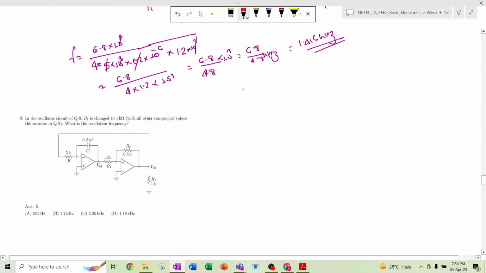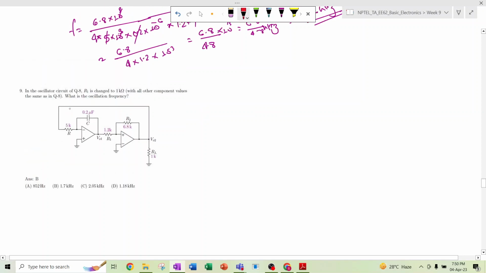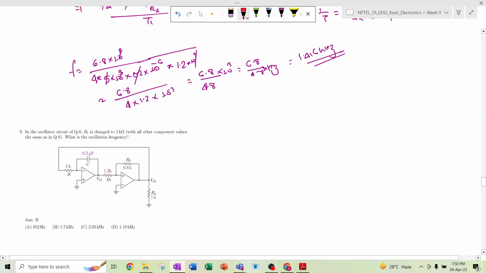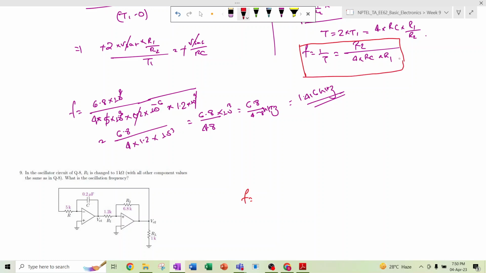Okay, fine. In the next question, it is the same circuit, but now the R1 value changes to 1 kilo ohm, right? Then it is asked what is the oscillation frequency. So we have already derived: f is equal to this thing, right? f is equal to R2 divided by 4 into RC into R1.